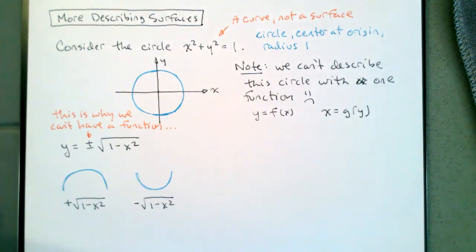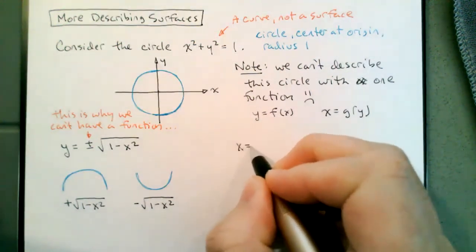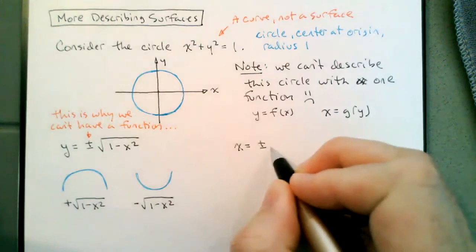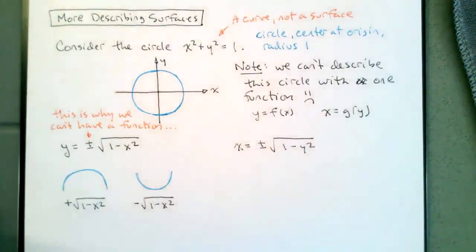The same thing happens if we try to solve for x. We would write x is once again plus or minus the square root of 1 minus y squared. Now in this case, we'll have two functions where x is positive and where x is negative. So instead of getting a top half and bottom half where y is positive and y is negative, we'll get a right half and left half where x is positive and where x is negative.